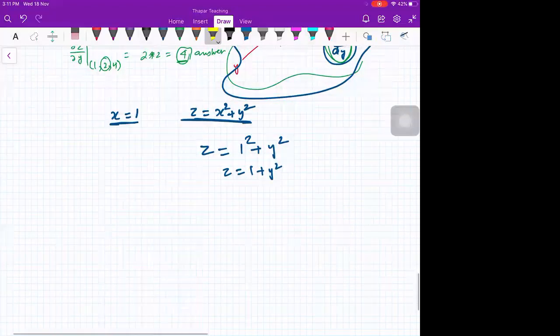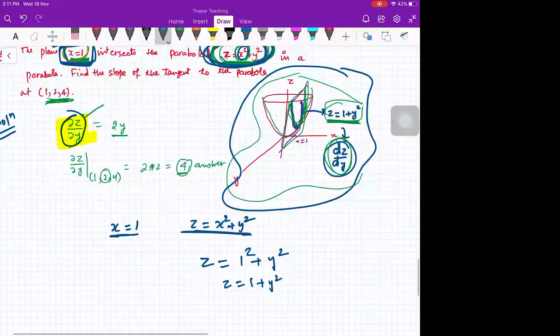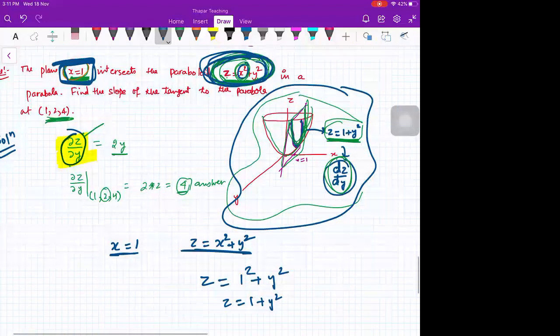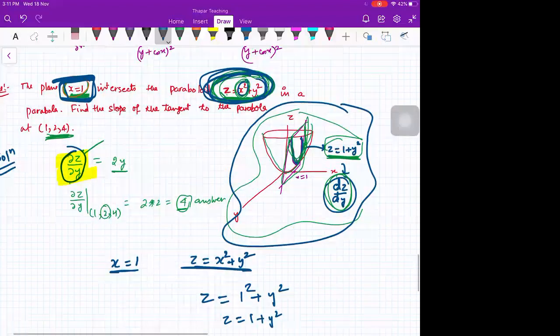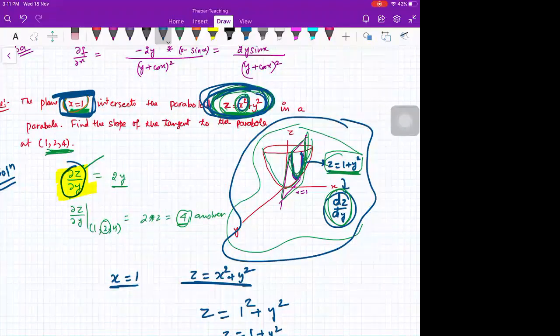Ma'am, how come the slope is dz by dy? Can it be dy by dz? Yeah, obviously that can happen, but generally what we do is we see the rate of change of the dependent variable with respect to the independent variable. This is what we do normally. Okay, you got it, beta?